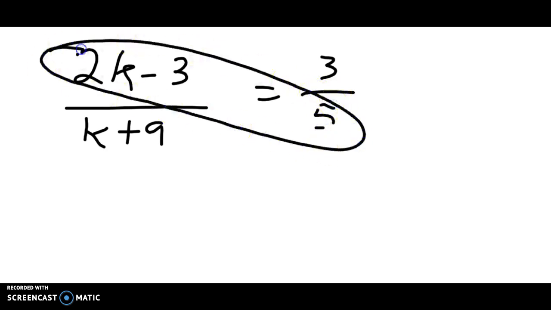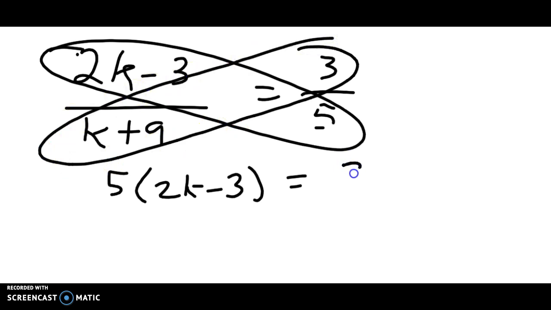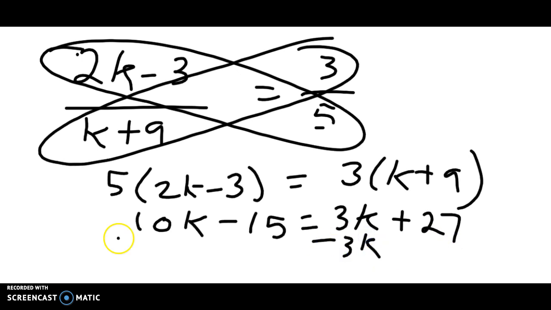We're going to do our cross butterfly here, so cross multiply. 5 times 2k minus 3 equals 3 times k plus 9. Distributive properties, that's 10k minus 15 equals 3k plus 27. Get our variables together on one side, so we're going to subtract 3k from both sides.